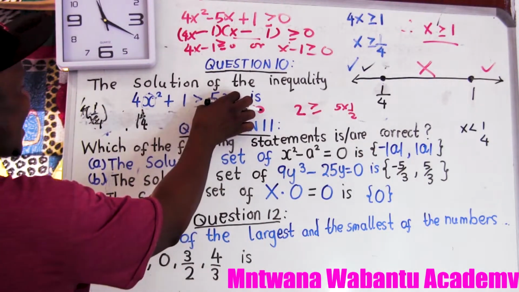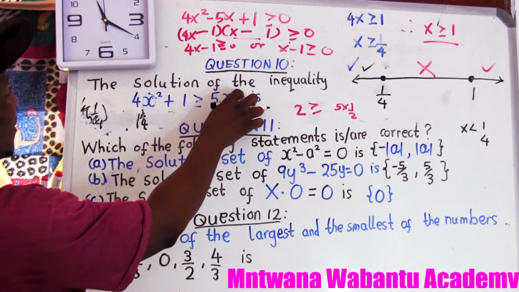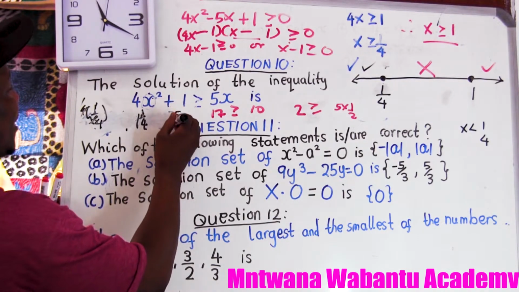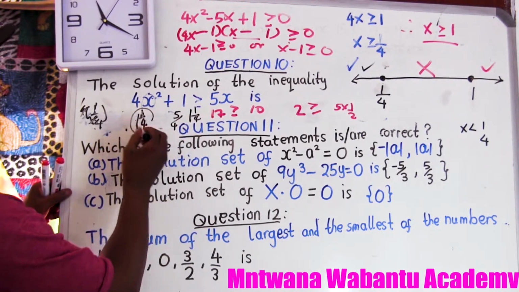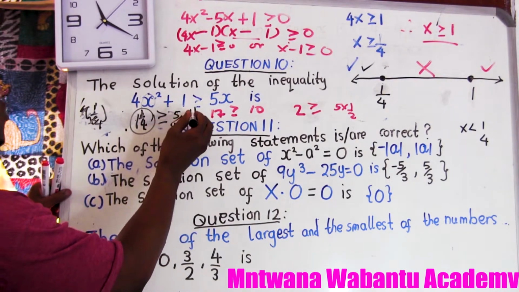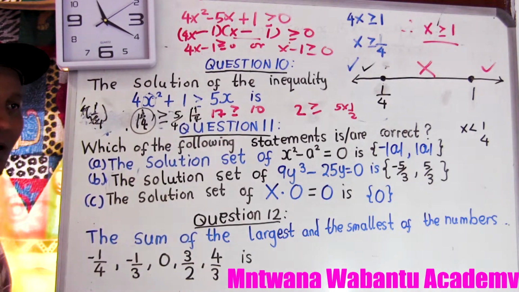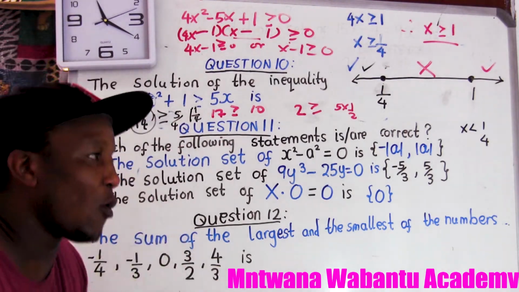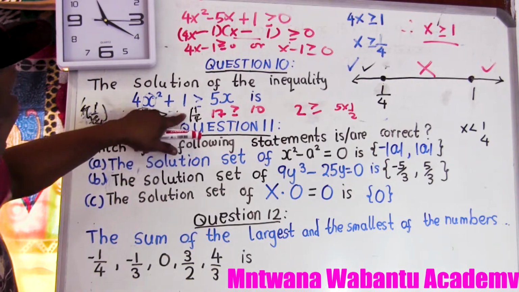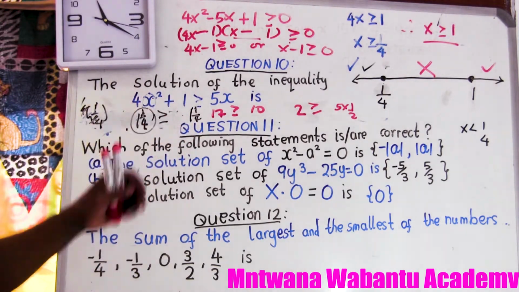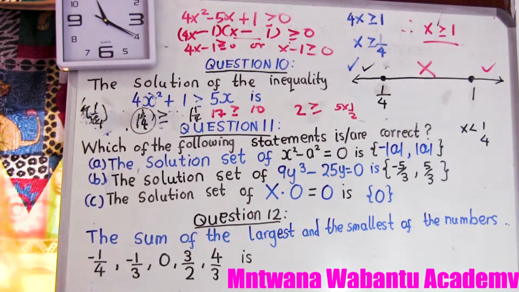Now we want to see the right-hand side. 5 times 1 over 4 also gives you 5 over 4, which is 1 and 1 over 4. Yes, it's true that 1 and 1 over 4 is greater or equal to 1 and 1 over 4, because it says greater or equal. Yes, it's equal, because 1 and 1 over 4 is equal to 1 and 1 over 4. Even though it says greater, there's equal to greater or equal. Yes, it's true.